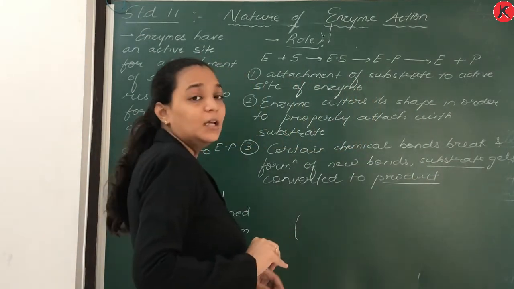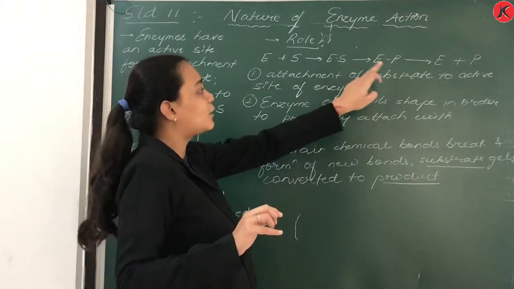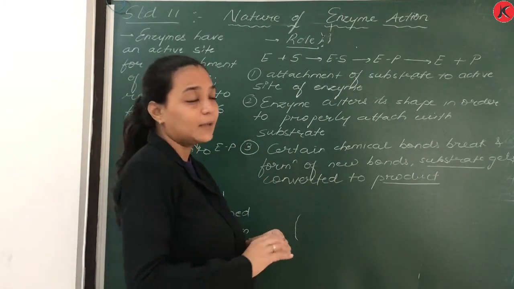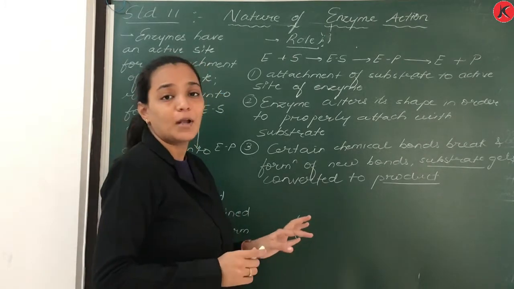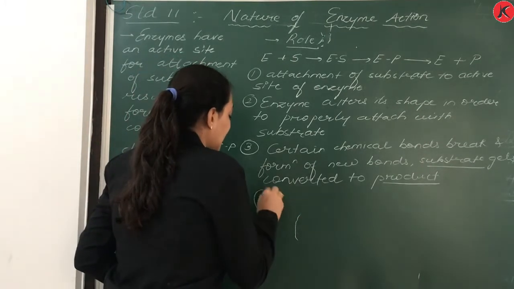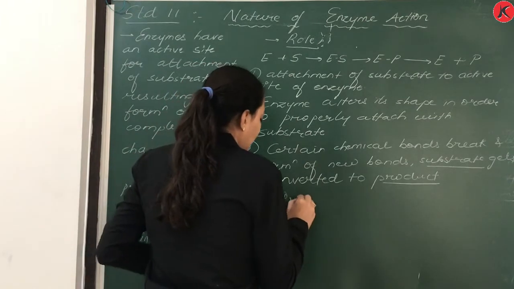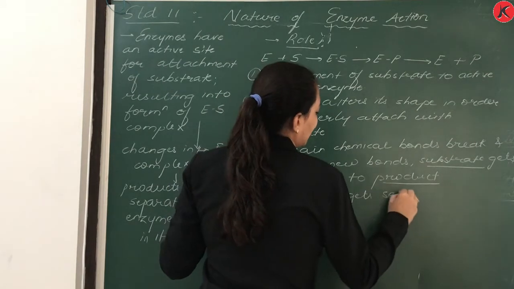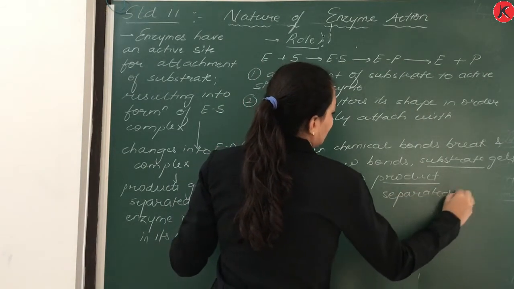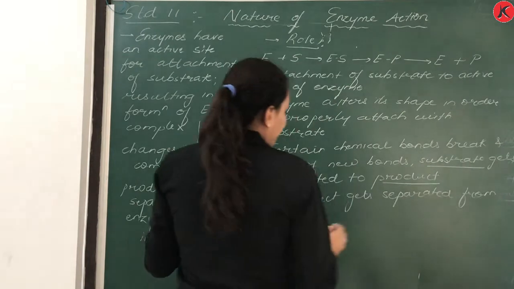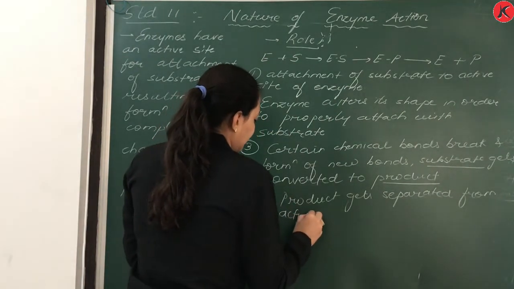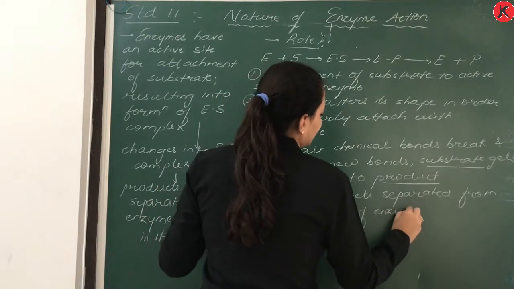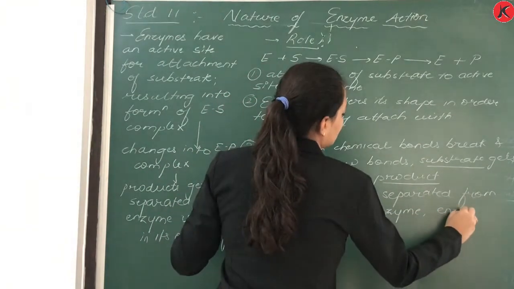What is going to happen? There will be change from the substrate to the product, but the product is still attached to the enzyme, forming enzyme product complex. And lastly, the product gets separated from the active site of the enzyme, and the enzyme is obtained again free.